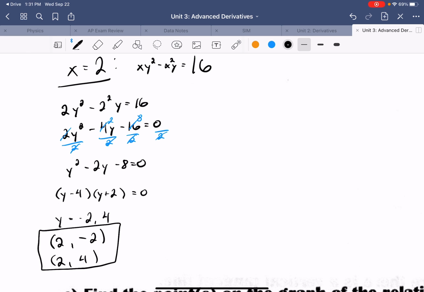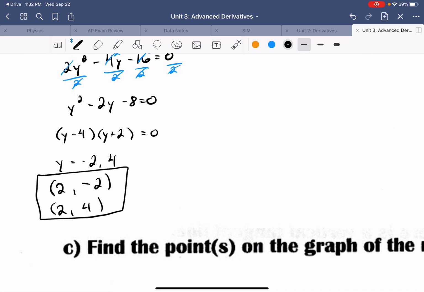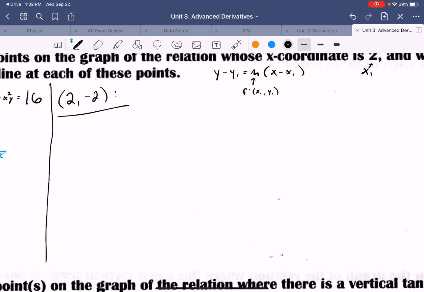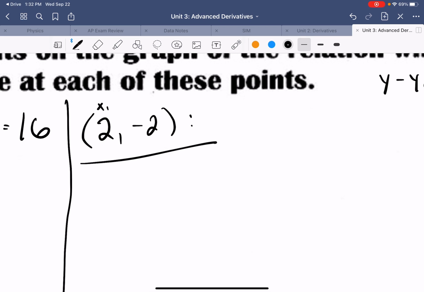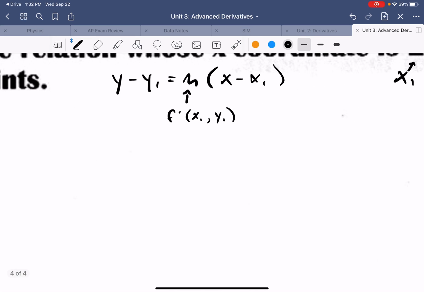So that's not my final answer. Final answer has to be the tangent line. I'm just putting a box around that because this is where I'm working from for my next steps. So now I need to figure out, what is the tangent line for each of these coordinates? I'm just going to take it one at a time. Let's start off with the (2, negative 2) coordinate. This is going to be our x1 and our y1, which could be plugged into this formula here. So all I'm missing is what is f prime of (x1, y1).